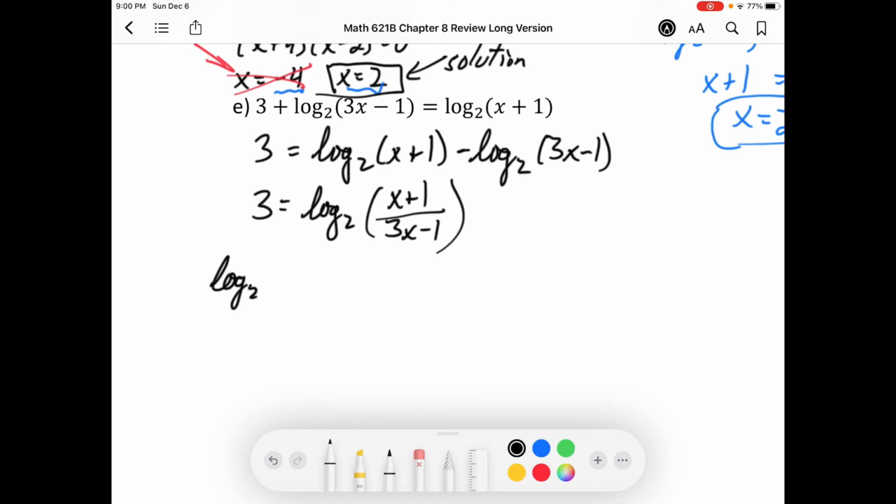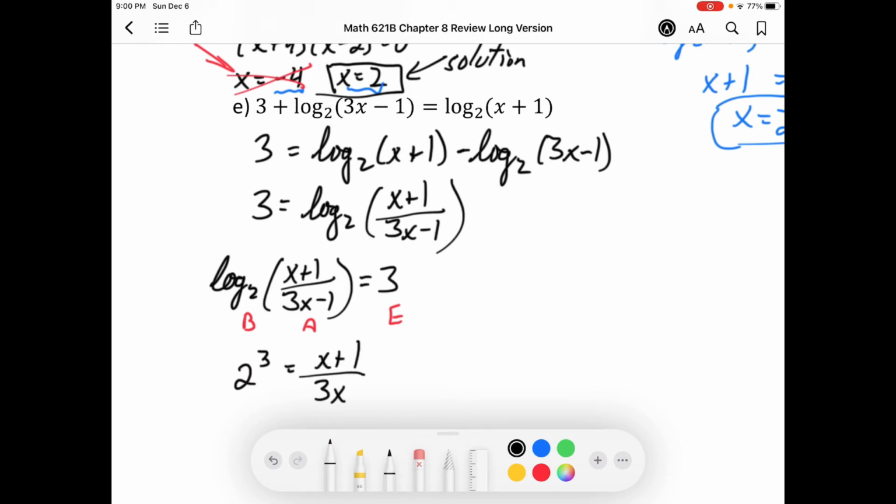Now I can put it into exponential form. We might get confused because the log is on the right-hand side, so you could always just flip it around. And now I can more easily think about base. So I'll have 2 to the 3 equals (x plus 1) over (3x minus 1). We're still not done, but at least we're a little closer. Okay, at this point, maybe I'll figure out what 2 to the 3 is. That's 8.